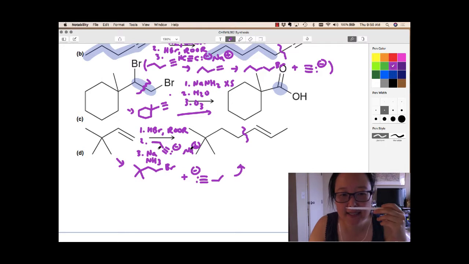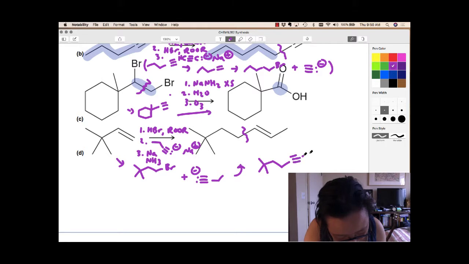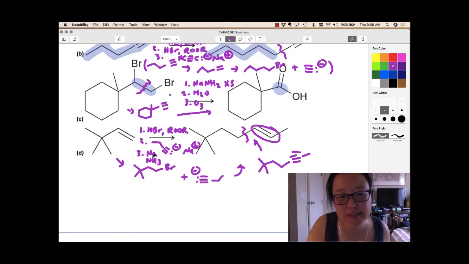And this is trans, so I need to take that triple bond. What I make after this is the triple bond form, right? So I've got this like that, and then I need to make the trans alkene. So I use sodium in liquid ammonia for that part.